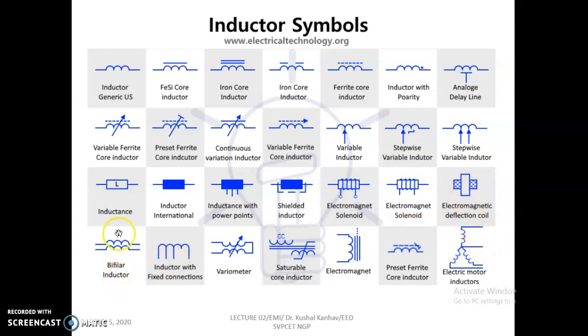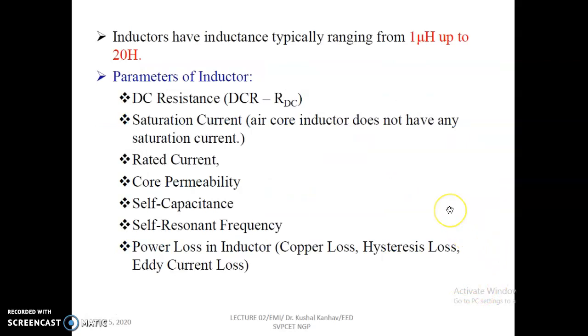Then this is bifilar inductor. You can find two different inductors one above another. Inductor with fixed connections, variometer, saturable core inductor. This is an electromagnet. This is preset ferrite core inductor, and this is electric motor inductors. So these are different symbols of inductor.